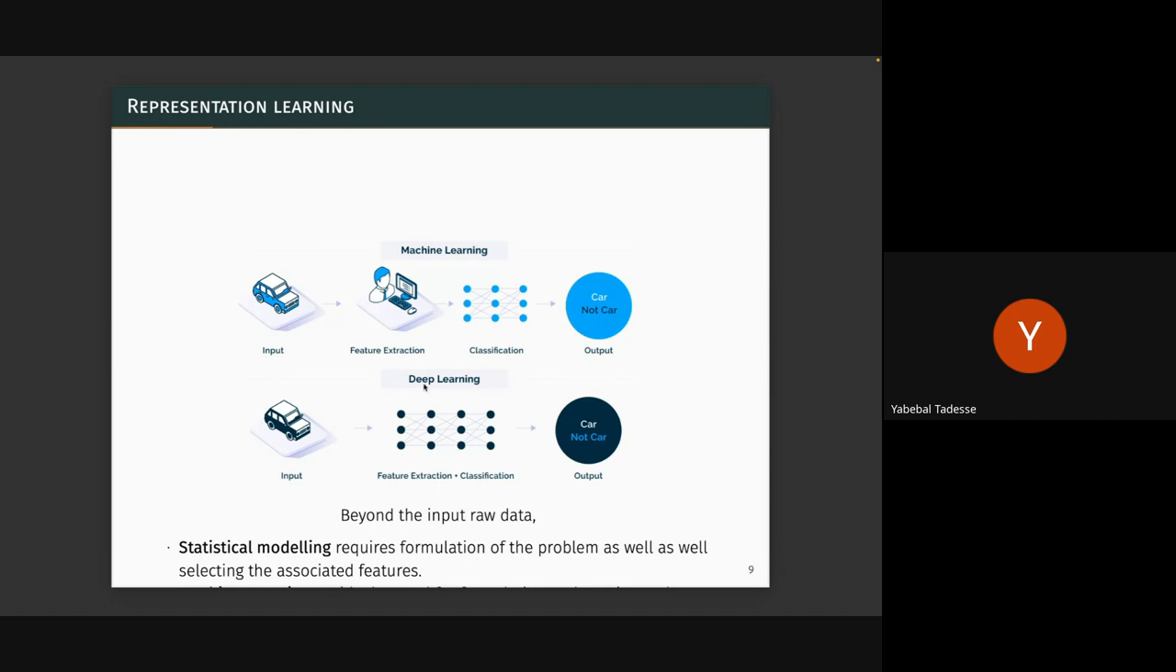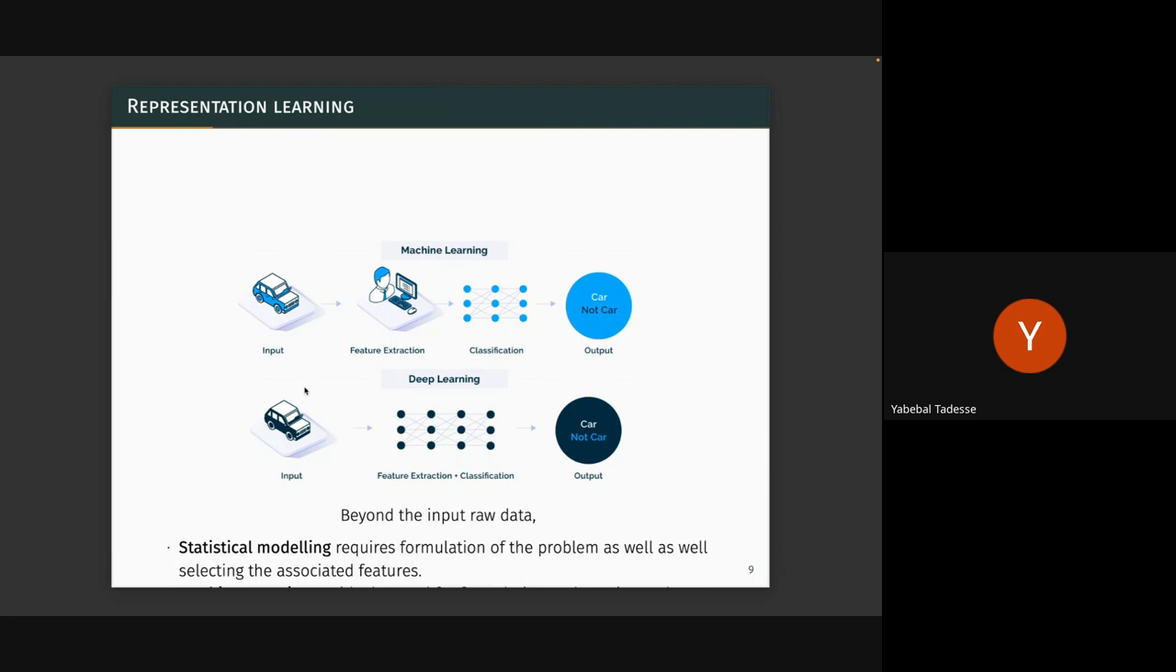In the deep learning sense, it's very different. Why deep learning is different from machine learning is that it incorporates the human element inside the model. That means it tries to learn the best features as well. Deep learning has components to learn features, automatic feature learning, which means representation.